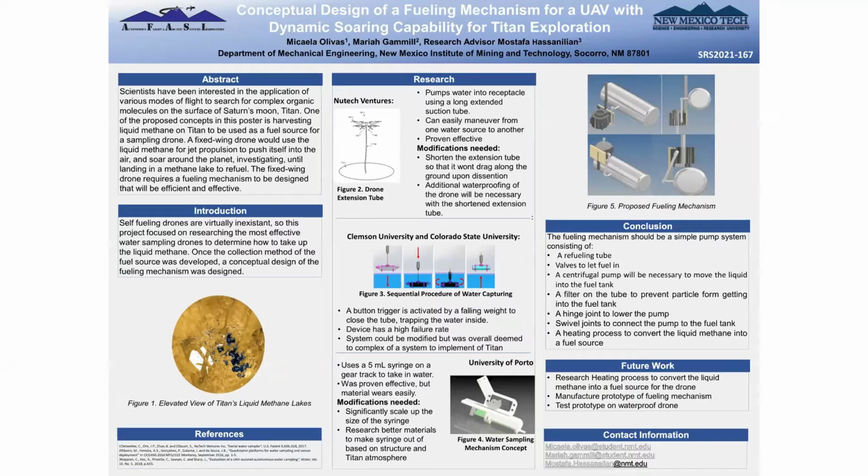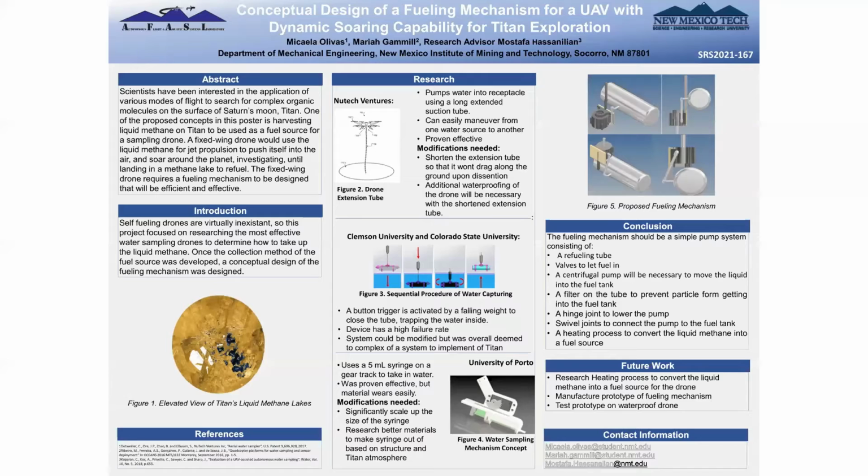Our idea is to use the liquid methane lakes on Titan as the fueling source for jet propulsion for the drone. Since Titan is covered in over 300,000 meters of the liquid methane lakes, and it's believed that these lakes are replenished by a cycle similar to Earth's water cycle, this seems like a very viable option for the drone to land in the lake, take up the liquid methane, fly around surveying the moon, and then return to a lake for more fuel. So as most drones are either battery powered or manually fueled, there's not much research about how to get them to fuel themselves.